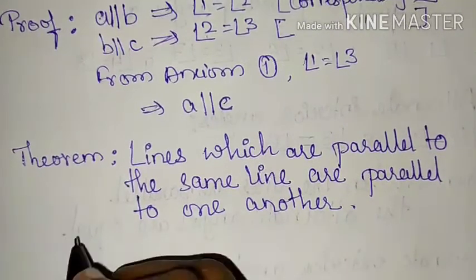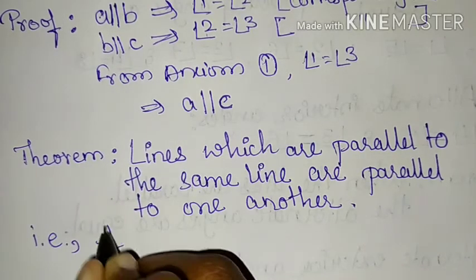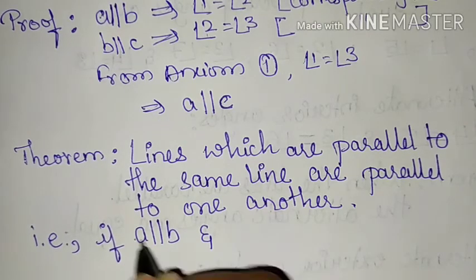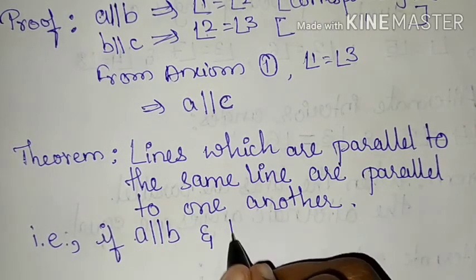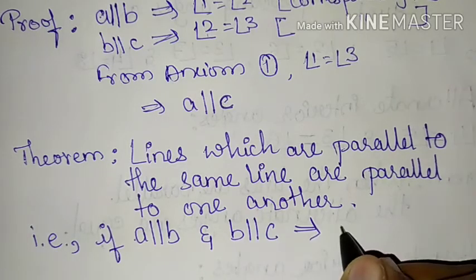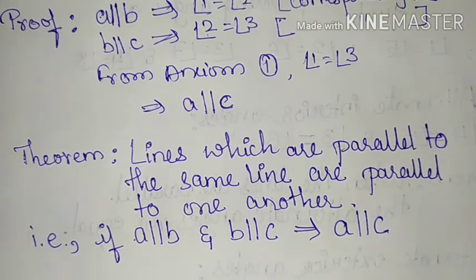That is, if line A is parallel to line B and line B is parallel to line C, this implies A is parallel to C. This is our theorem which we just proved.